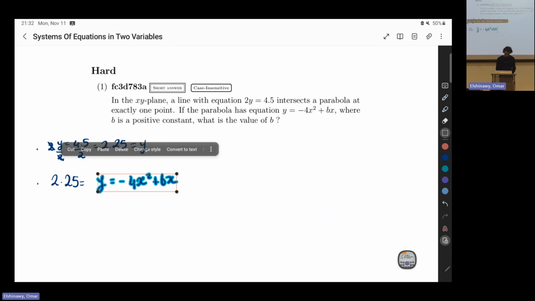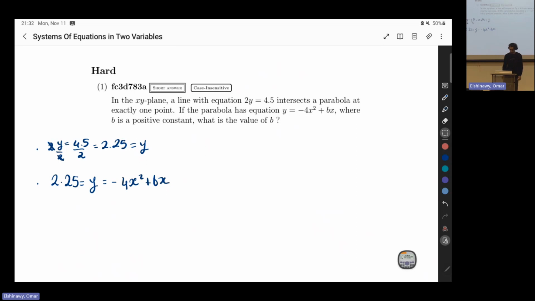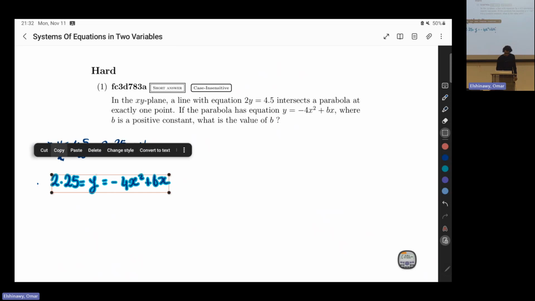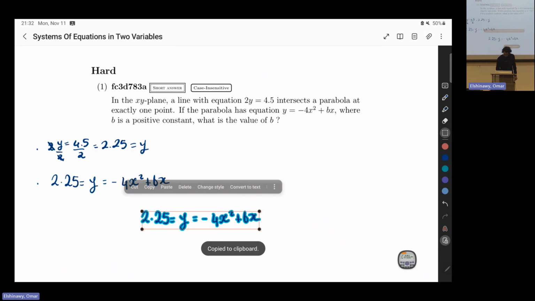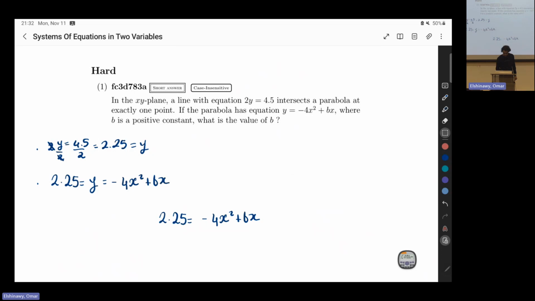Okay, so now you have minus 4x squared plus bx is equal to 2.25, right? Yes. So this is the case. Can you solve this equation? You should be able to. All we're going to do is find the value of b. So I would do it like 4 divided by 4, moving the power of 2, x to the power of 2.